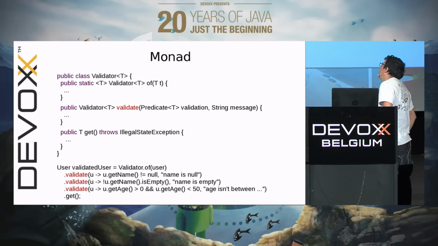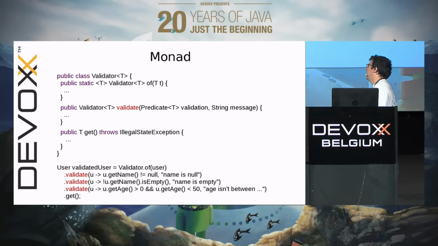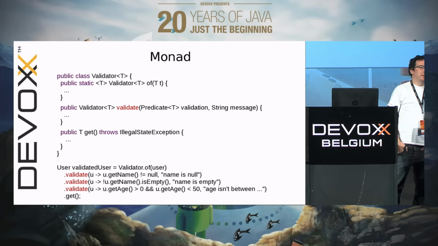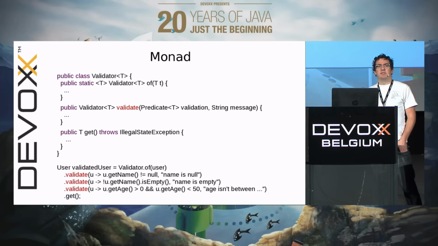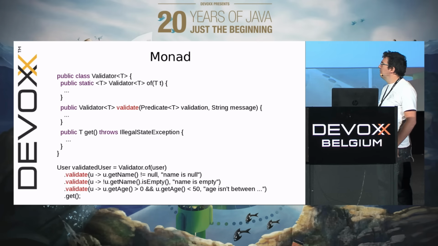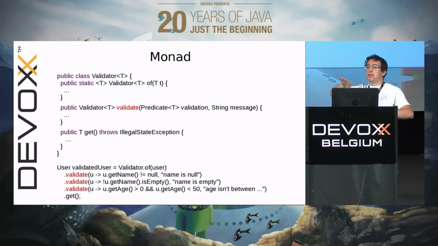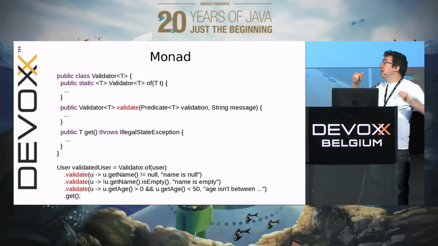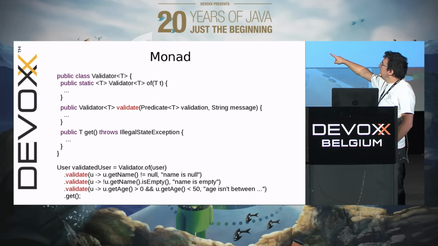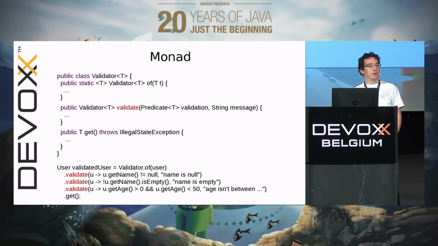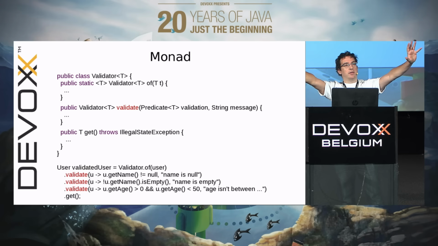If I take a look, my API is not that great. You can see that I mix two things. I do two things that I should have done separately. The first one is I want to validate the name or the age. It's one thing. And the other is how to validate this field. It should be two different things.